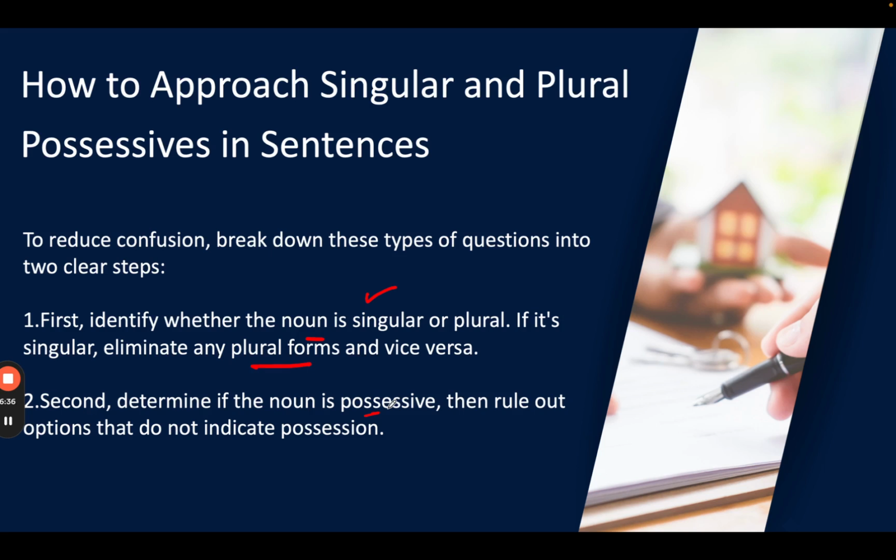So two steps. First step, identify if it's a singular form or a plural form noun. The second thing is, is there an ownership? Is there a contraction of verb? Or there's nothing that I need to do? Like, we don't require an apostrophe whatsoever.